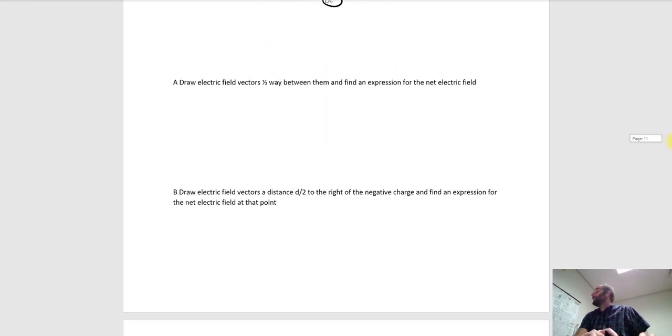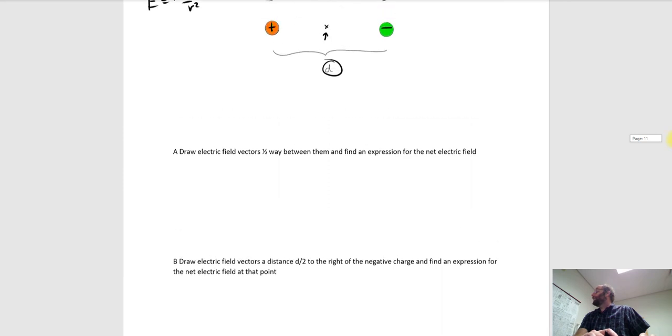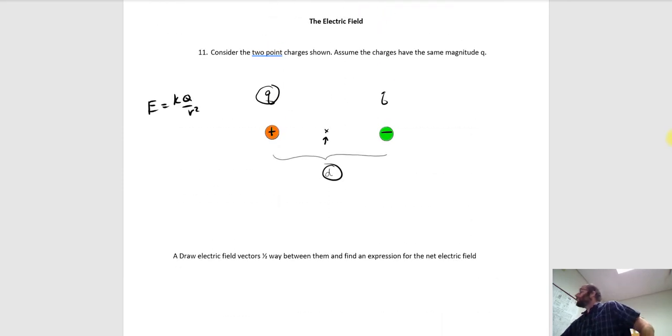Let's see, part B, a distance d over 2 to the right of the negative charge. So that's talking about maybe about here. So you're going to repeat the process. Take this one right here. What is the force direction here on a positive charge due to that charge? That should draw you an electric field vector. And then write out something for its magnitude using this as the distance.